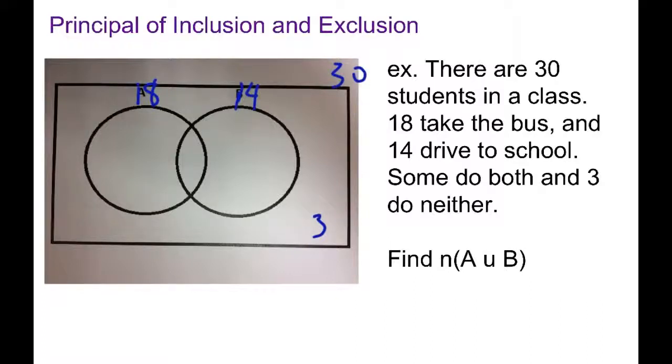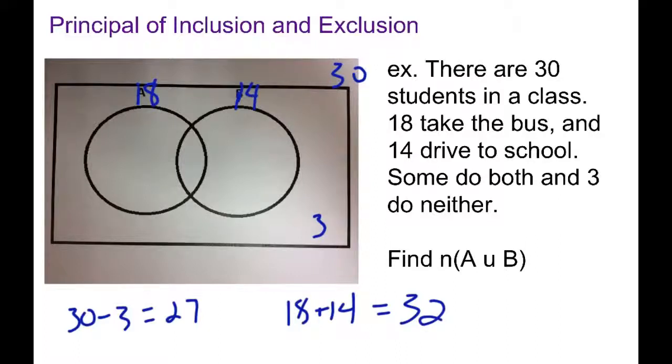Okay, so let's do the math on this to make sure we have it all figured out. So if there's 30 people total, we have 3 people that do neither, so really then we only have 27, right? If we go 30 minus the 3, that'll give us the 27 people that do at least one, but then if we go 18 plus 14, what's that work out to? 32.